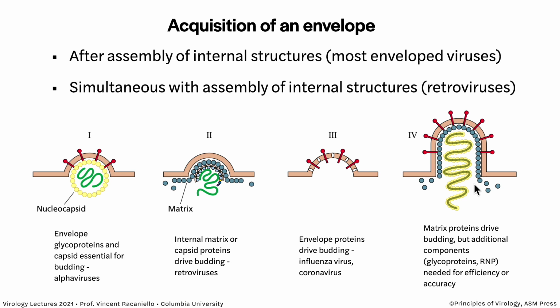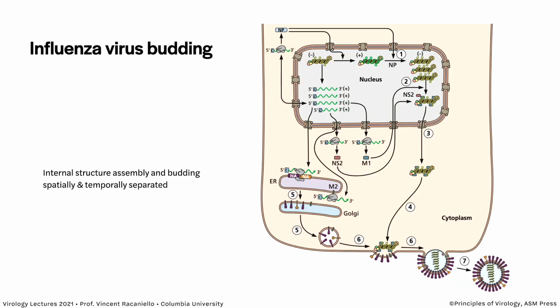And then here we have another category where the matrix proteins will drive budding, but sometimes efficiency and accuracy depends on glycoproteins and even the RNA. But most of the time, it's proteins that drive the budding, not the genome of the virus. So let's see some examples of how this works.